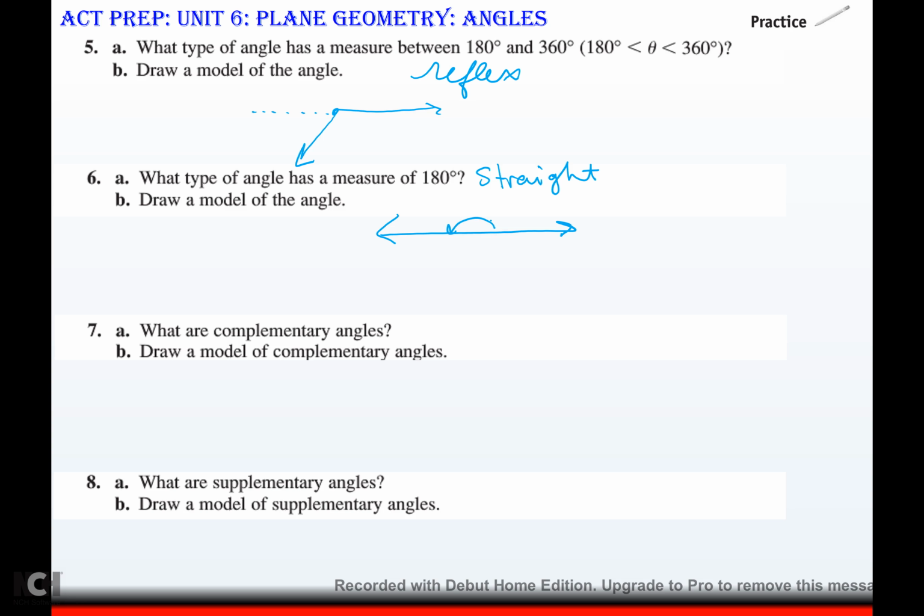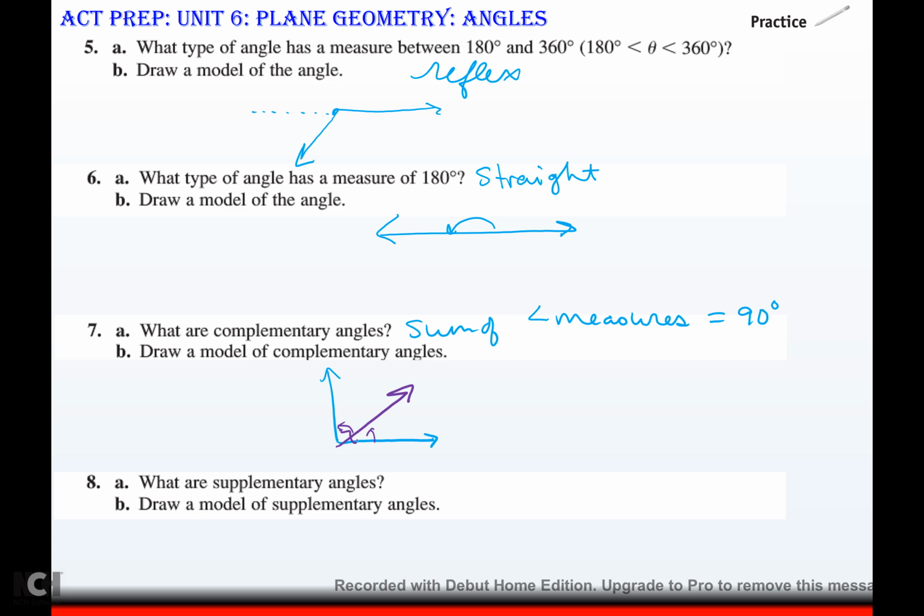Alright. 7, what are complementary angles? It's where the sum of the angle measures equals 90 degrees. So draw a model of complementary angles. Well, all you got to do is draw a 90-degree angle and stick a ray somewhere in the middle. This angle and this angle are complementary because they add up to 90 degrees.